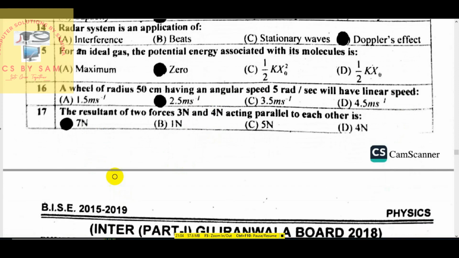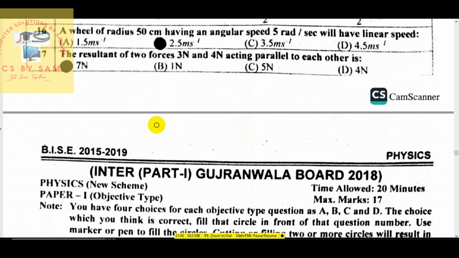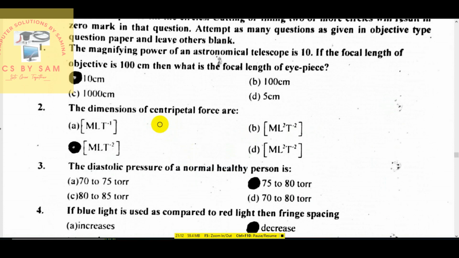The resultant of the two forces 3N and 4N acting parallel to each other is 7N. Next paper, the magnifying power of an astronomical telescope is 10. If the focal length of the objective is 10 centimeter, then what is the focal length of the eyepiece? 10 centimeter. The dimensions of centripetal force are MLT^-2.